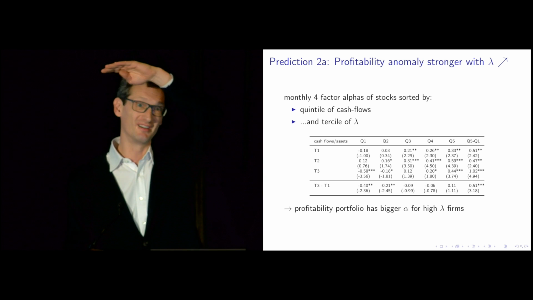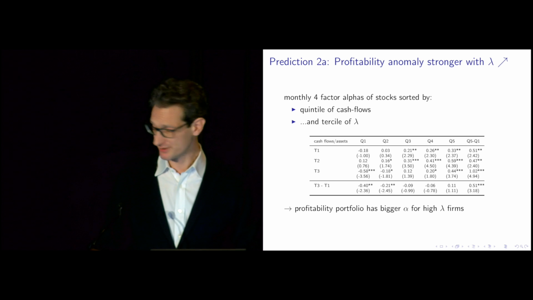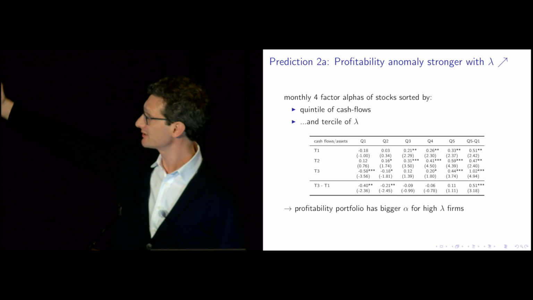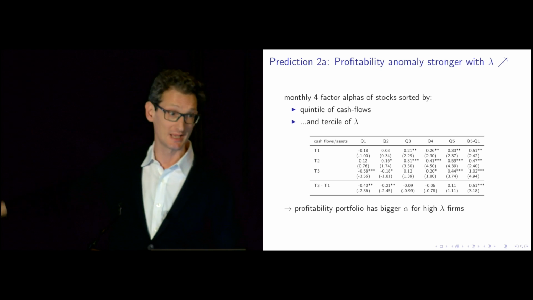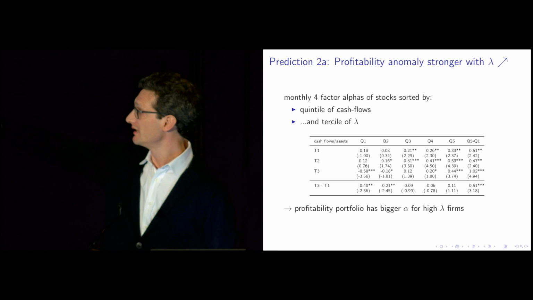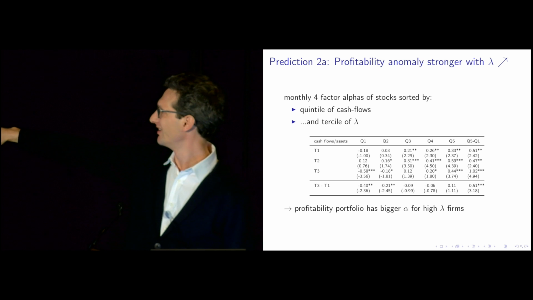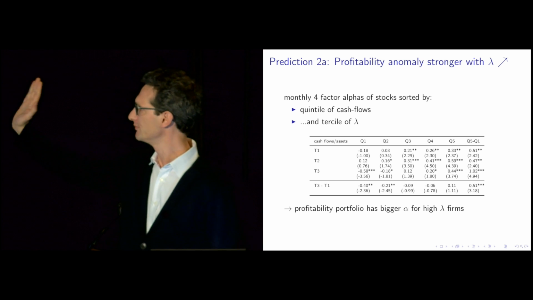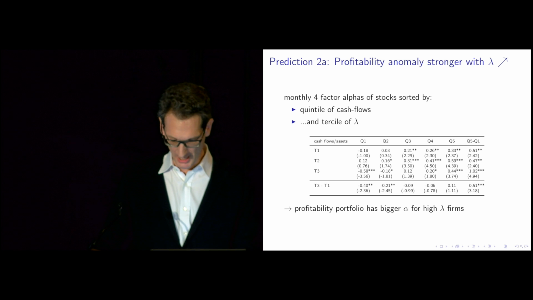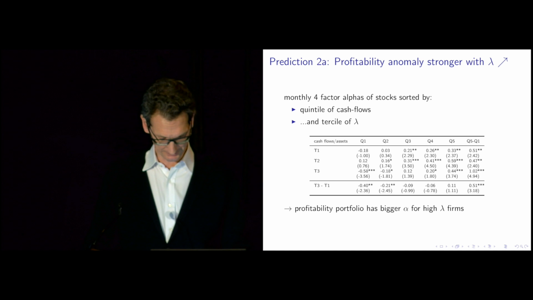One double sort by profitability signal, and then by lambda. That's what I'm showing here. Q1 to Q5 are quintiles of past profitability. In the last column, you have the alpha of profitability by tercile of lambda, by tercile of stickiness. T3 is the tercile of the stickiest firms, T1 is the tercile of the least sticky firms, and in the bottom line, 0.51 right there, is the result of the double sort. Typically, it means that high profitability firms are more likely to forecast higher returns when they are followed by sticky analysts.